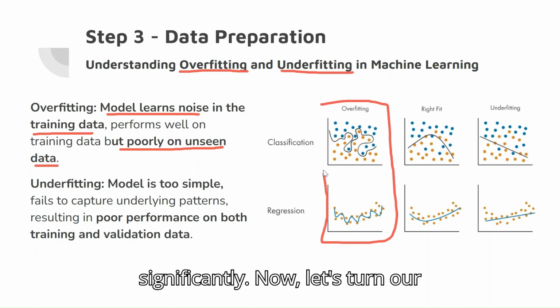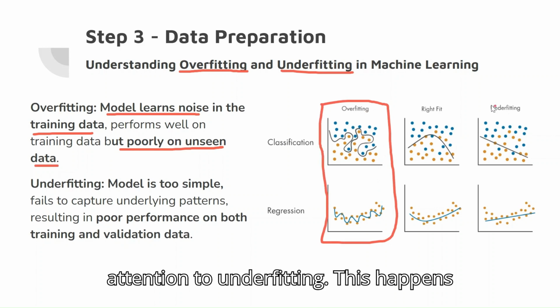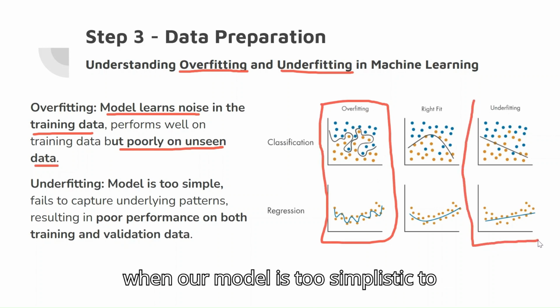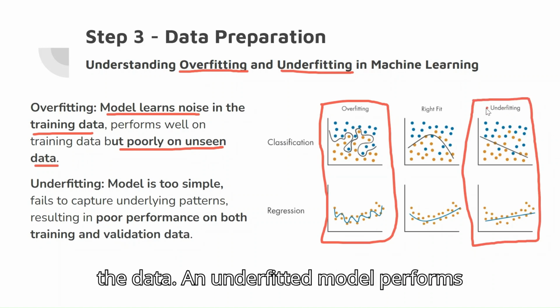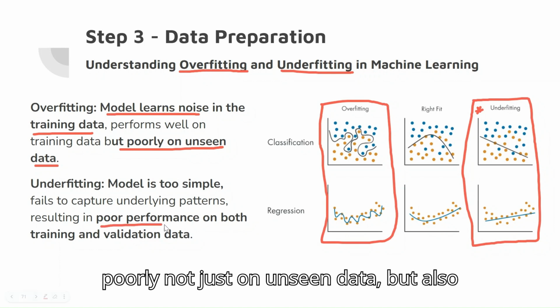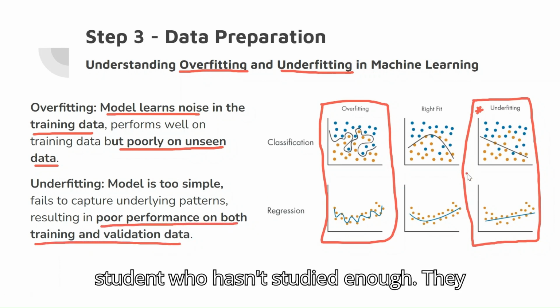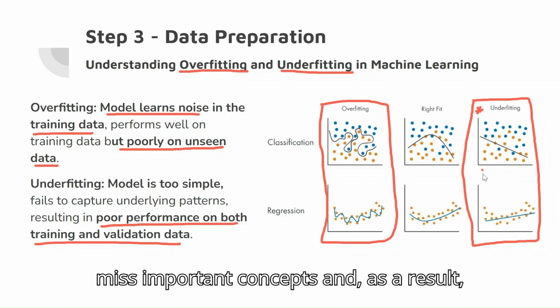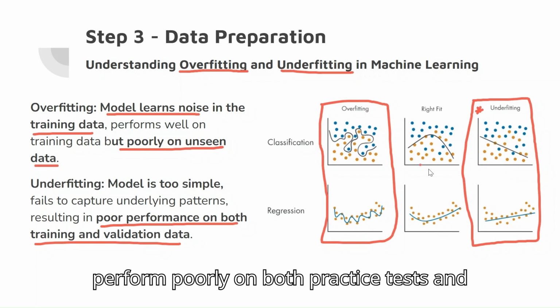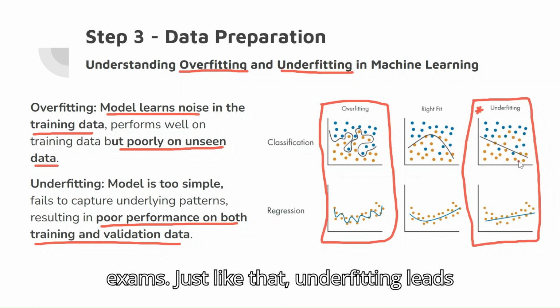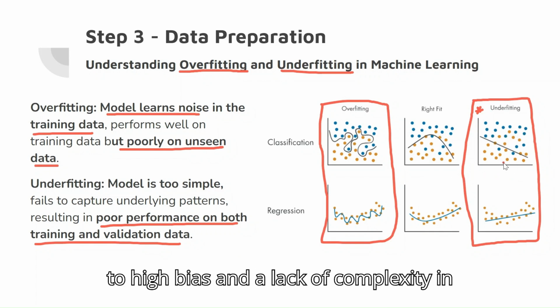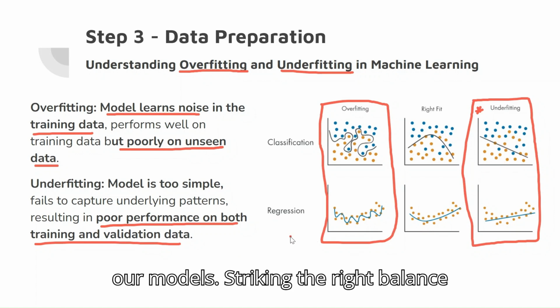Now, let's turn our attention to underfitting. This happens when our model is too simplistic to capture the underlying relationships in the data. An underfitted model performs poorly not just on unseen data, but also on the training data itself. Think of a student who hasn't studied enough. They miss important concepts and, as a result, perform poorly on both practice tests and exams. Just like that, underfitting leads to high bias and a lack of complexity in our models.